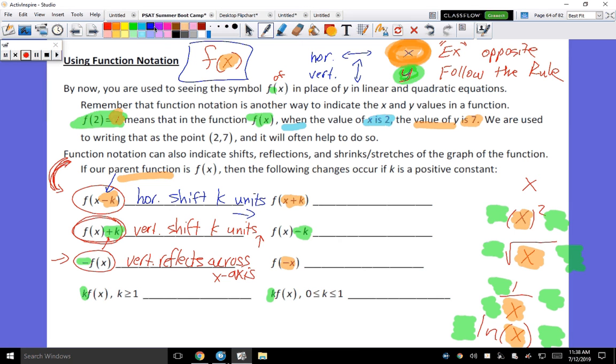The next one? Vertical stretch. Because you follow the rule. K is bigger than 1, it's going to stretch. It's like doubling your height, if you will. So vertical stretch by a factor of what? Okay. Of K. What's this? That's a horizontal translation or shift. K to the left.